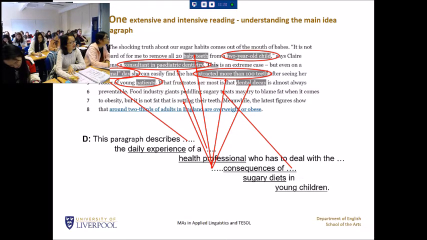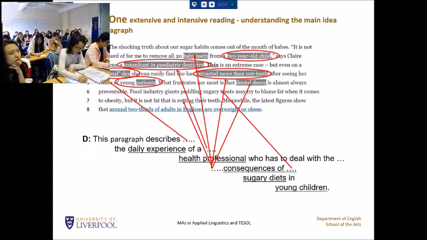Here we've got then a paraphrase of this particular paragraph 1. This paragraph describes the daily experience of a health professional and has to do with the consequences of sugary diets in young children. So that's a paraphrase for the first paragraph. Now I want you to do something similar with either paragraph 1 or paragraph 2 or paragraph 3. Right, I'm just going to split you into groups.